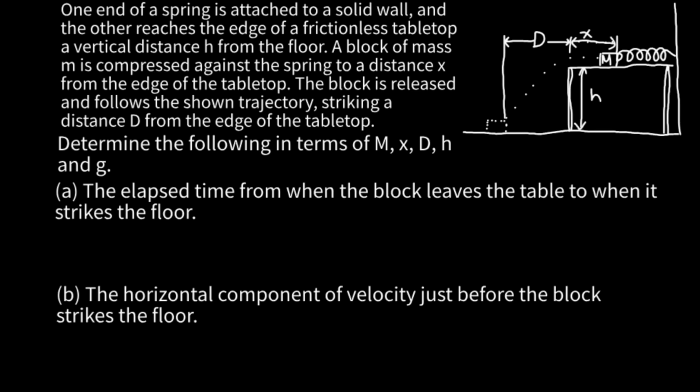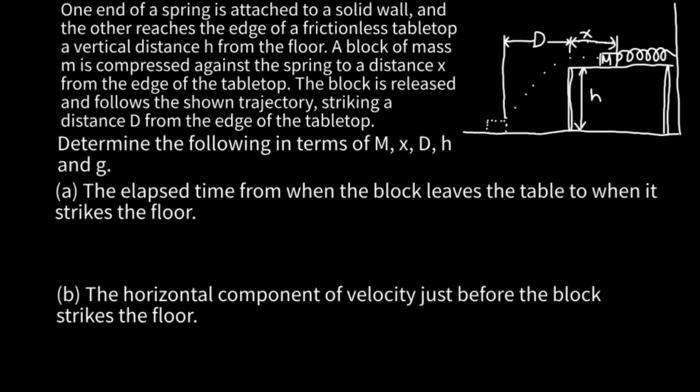Here's the second problem. I know it has a lot of words, but you can also look at the diagram, and a lot of times that'll really put some sense into the paragraph. But basically, we have a spring compressed a distance x from the edge of a table. We have a mass. The mass is released and follows a shown trajectory, and we have a list of given variables, and note that there is no spring constant.